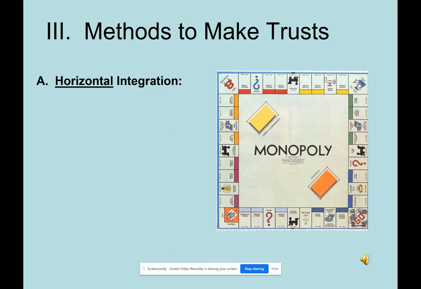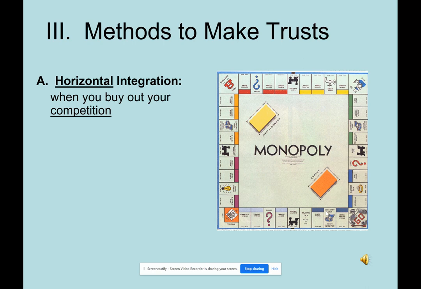If you took math, you know the horizontal axis, right? That's the x-axis, and it means the flat one. It's the one that's running at the horizon. So you are buying out someone who is even with you. You're buying out your competition. Okay, so this would be sort of like if Adidas bought out Nike.